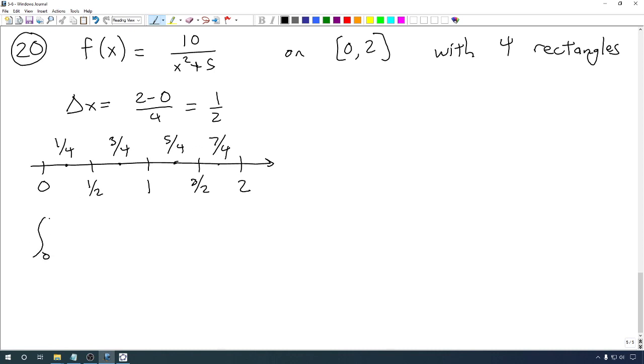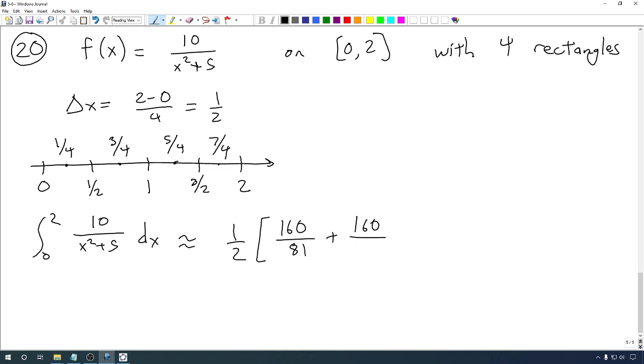And so the integral from 0 to 2 of this function is approximately our delta x of 1/2. Then putting in 1/4 in here, again, you could just go ahead and use a calculator right away if you want to. I went ahead and actually worked out what the fraction turns out to be. We actually end up getting a 160 over 81. For 3/4, do all the same kind of stuff. I ended up getting a 160 over 89.